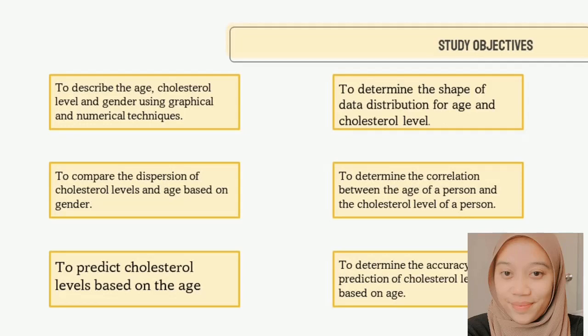The study was conducted to achieve the objective, which are to describe the age, cholesterol level, and gender using graphical and numerical technique, to determine the shape of data distribution for age and cholesterol level, to compare the dispersion of cholesterol level and age based on gender, to determine the correlation between age of a person and the cholesterol level of a person, to predict cholesterol level based on the age, and to determine the accuracy of prediction of cholesterol level based on the age.